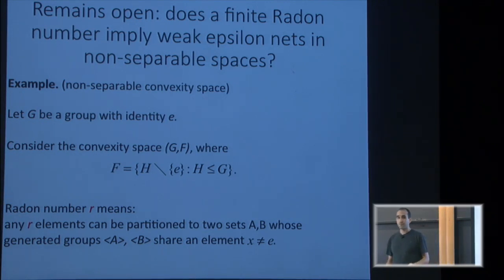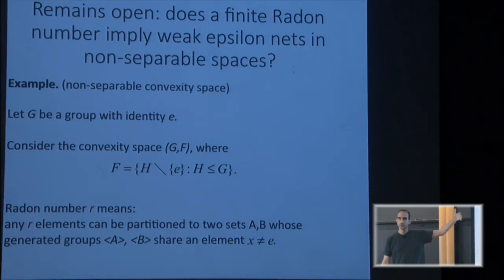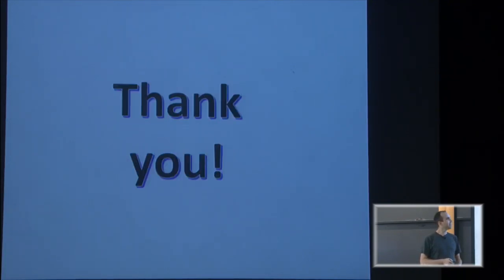Now, what does it mean to have a finite Radon number here? It means that for any r elements we pick, we can partition them into two subsets such that the groups generated by these two subsets intersect in a point other than the identity. So is it true that for such groups, and for any distribution on the group, we can find a small number of points that hit all groups of measure at least epsilon? That's it. Thank you.